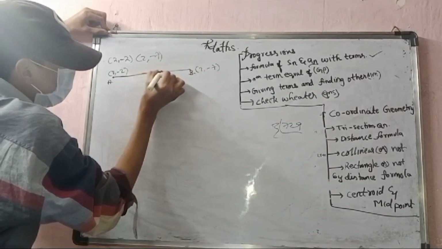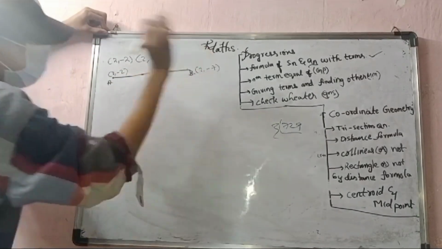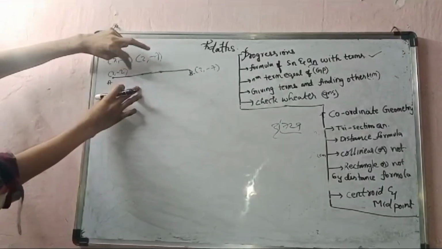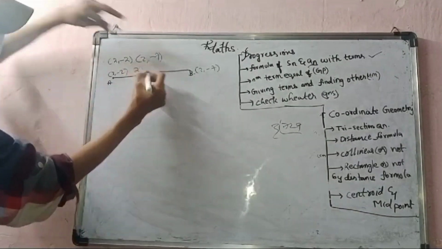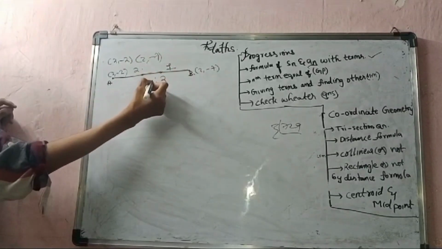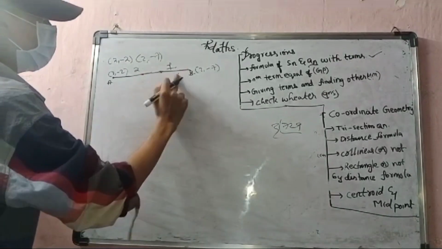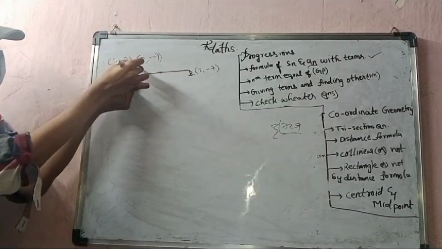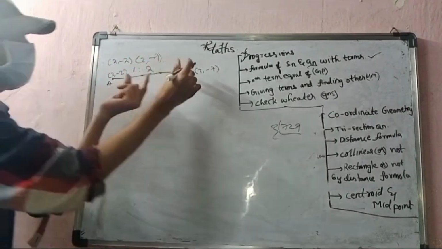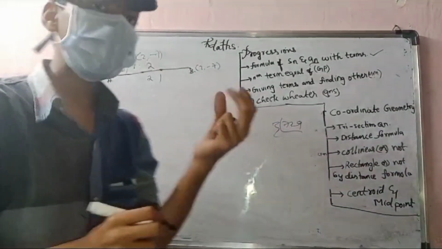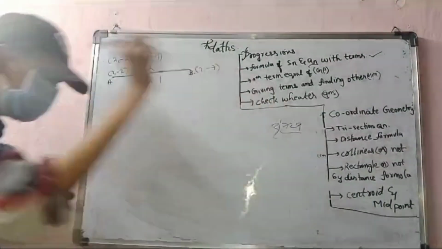Now trisection means 1 2 3, 1 2 3, 1 2 3. Here you count from A: 1, 2. So 2 is to 1. From B to this you take 2 is to 1. Sorry, if you take from here you will get 1 is to 2, and if you take from here, you will get 2 is to 1. Clear?